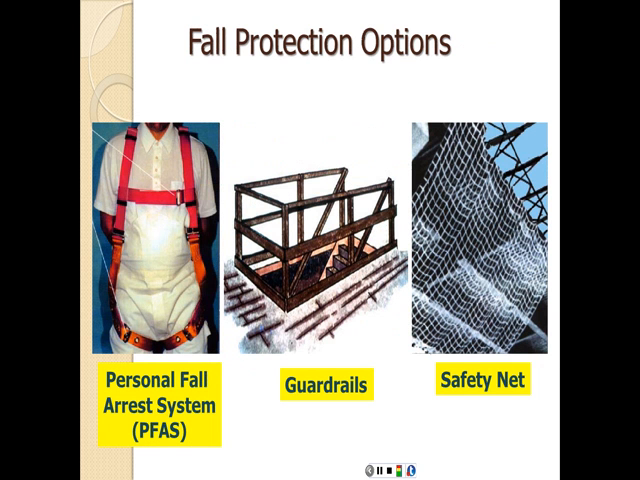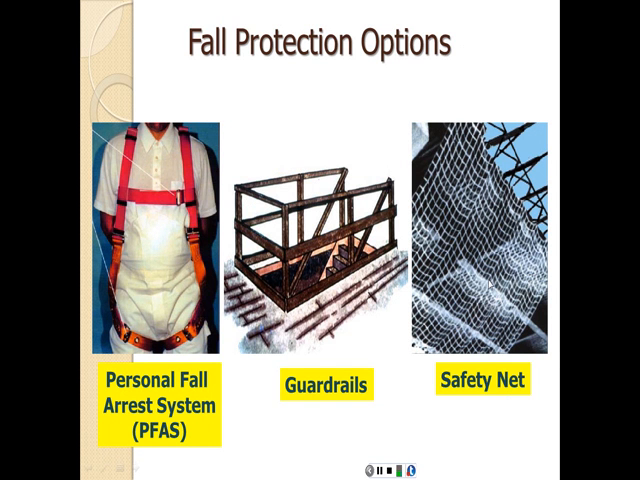When we talk about fall protection options, here we have, for example, 3 different examples. The PFAS, the Personal Fall Arrest System, which is what we're going to call the harness. We're going to discuss all of its details in a few minutes. The guardrails, which we mentioned, consist of 3 parts: the top rail, the mid rail, and the toe board. And we mentioned that that should resist a force of at least 200 pounds.